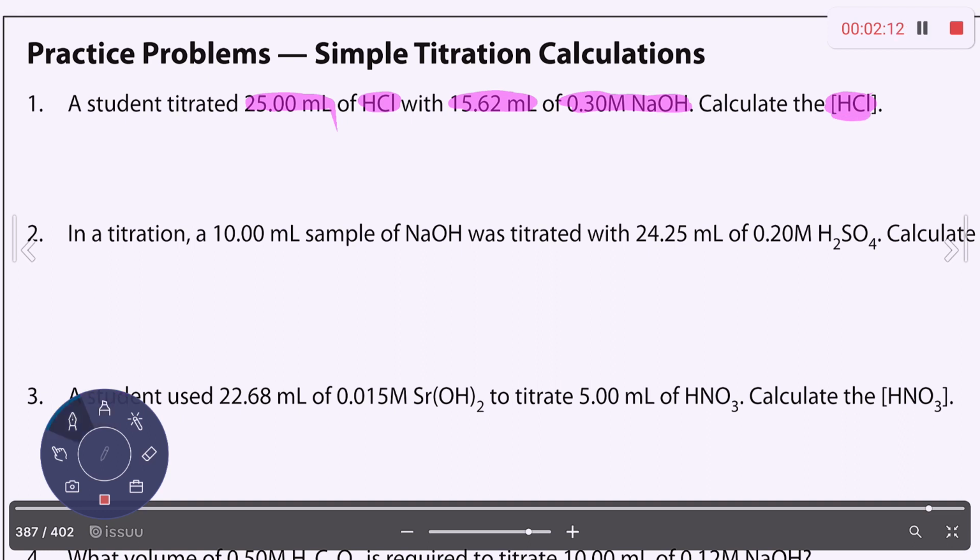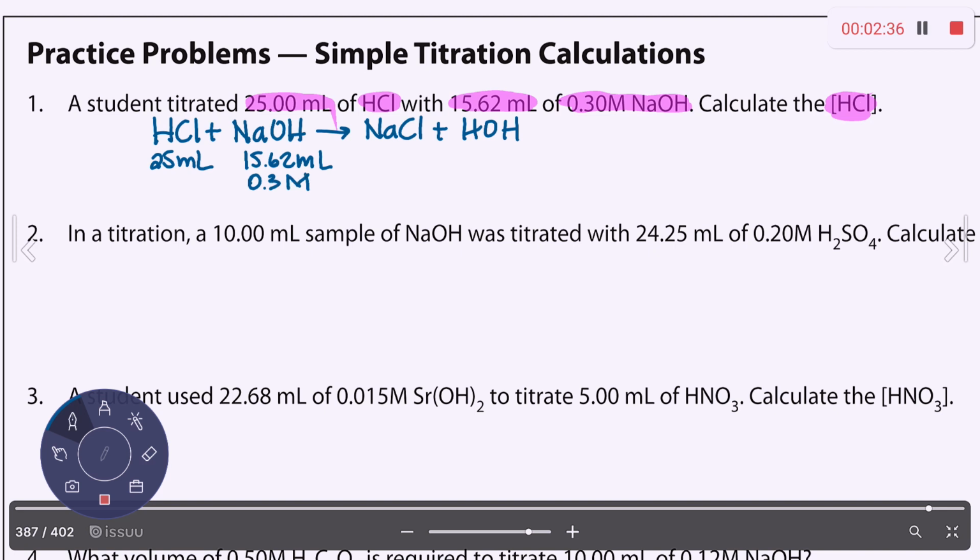So we start by writing the balanced equation. So it's HCl plus NaOH. We're going to produce NaCl and HOH, and this is already balanced. I would suggest writing the numbers underneath the substances. So you've got 25 mils of HCl. We've got 15.62 mils of NaOH. Its concentration is 0.3 molar. And then we're looking to calculate the concentration of HCl.